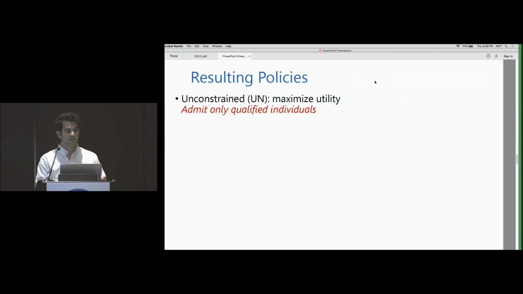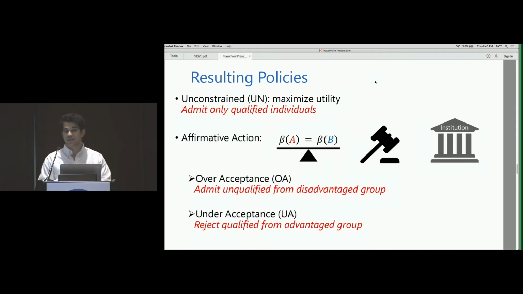So now we're ready to compare how the institution is going to behave with and without affirmative action. If left unconstrained, it's going to act optimally by maximizing utility. Therefore, its policy is going to be to only accept qualified individuals. However, if now constrained to satisfy affirmative action, by guaranteeing equality of the selection rates between the two groups, we can show that its policy, depending on whether it is more costly to reject qualified individuals or accept unqualified individuals, is going to be to over-accept by admitting unqualified individuals from the disadvantaged group, or to under-accept by rejecting qualified individuals from the disadvantaged group.